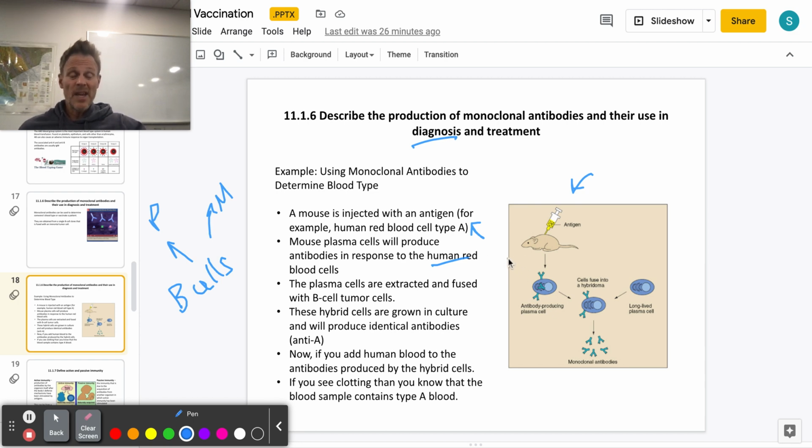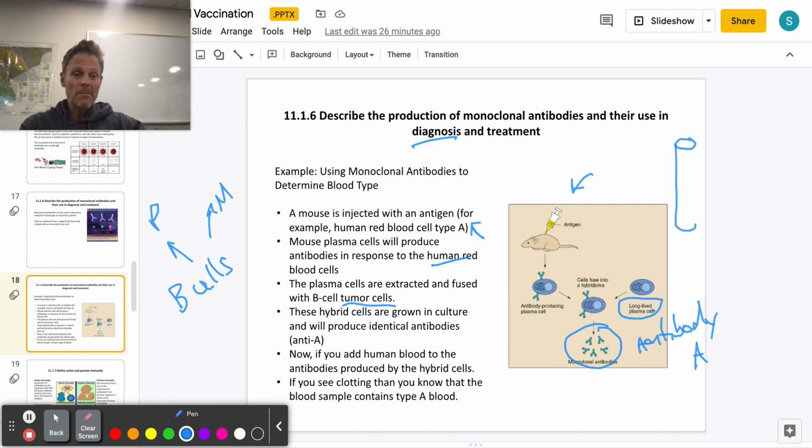Now, there's two challenges here. One is we want the cells to stay around for a while, and we want them to reproduce and keep dividing and keep dividing. And the best way to do that is to take a tumor cell, right? If we can take a cancer cell, because that's what cancer is. It just divides uncontrollably. So we actually stick them together. We fuse them together into one cell. So now we've got this antibody A, right? It's making antibodies against blood type A. This is our antigen, and it's a machine, and it just keeps dividing and dividing and dividing, and making more and more of this.